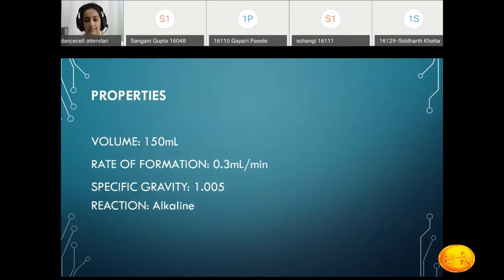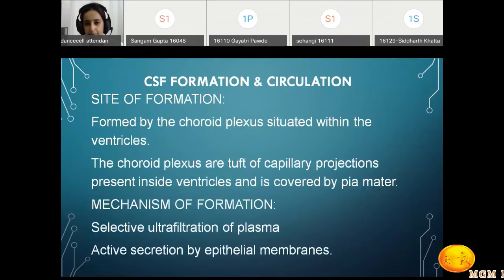So properties of CSF are: CSF is a clear fluid with specific gravity of 1.005, same as that of water, and the reaction is alkaline. The rate of production of CSF is 0.3 ml per minute, and there are approximately 3 to 7 times the CSF turnovers in the whole day. So the volume is 150 ml. There is continuous secretion, continuous absorption into the blood, and recycling.